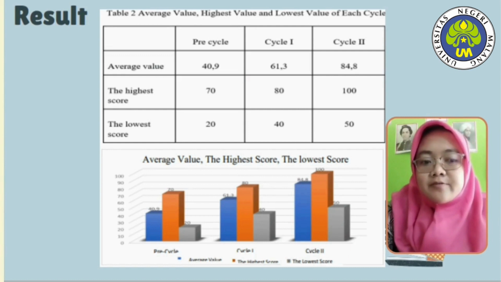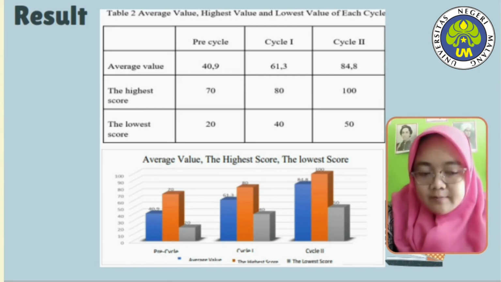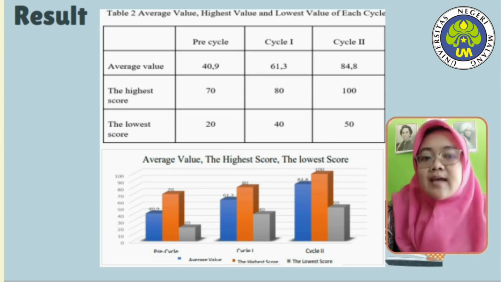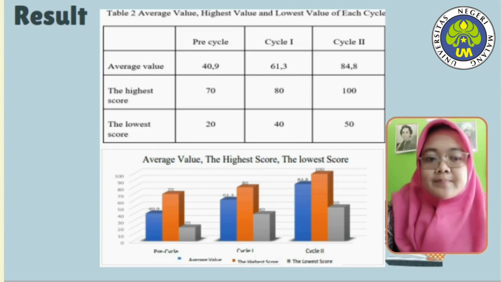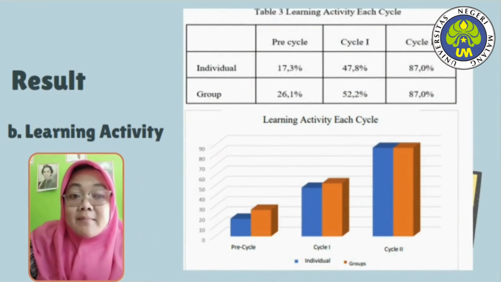Based on the observations of each cycle, data obtained from pre-cycle to cycle 1, student learning activity increased by 30.5%. From cycle 1 to cycle 2, there is an increase of 39.2%. B. Learning activity. Table 3 and Figure 3 show the learning activity of each cycle.